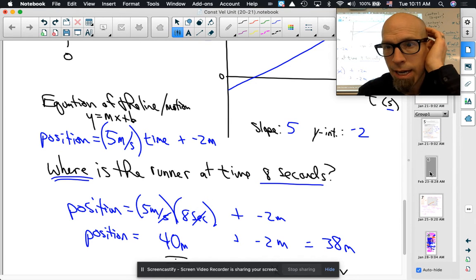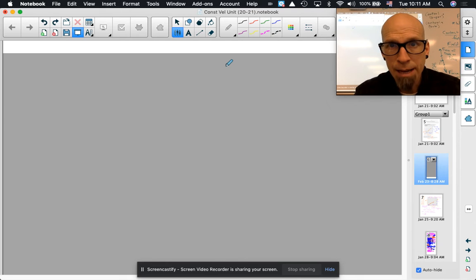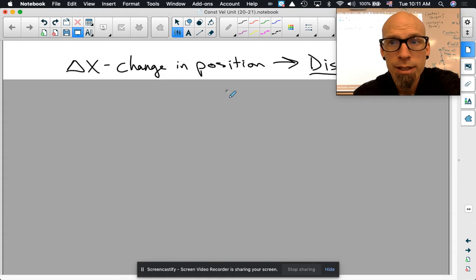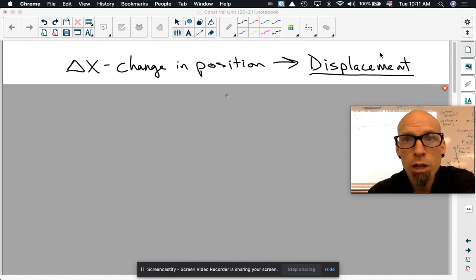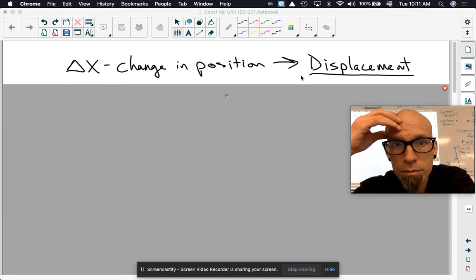Now, today then, I kind of started off with this. What we're talking about, how far something goes or how much its position changes, that has a name. It's actually called displacement. Oh, now I'm in the way. It's called displacement, okay? Displacement is the change in position.